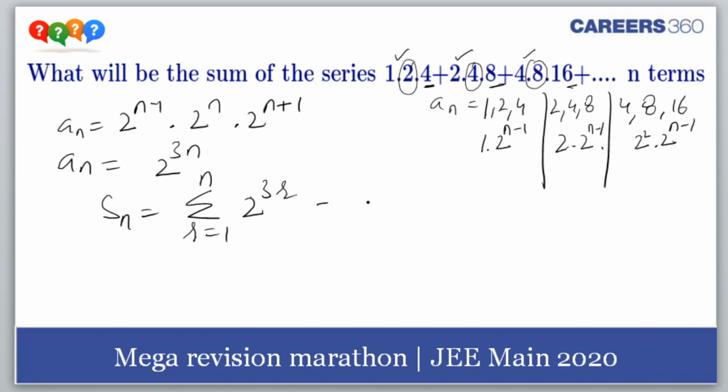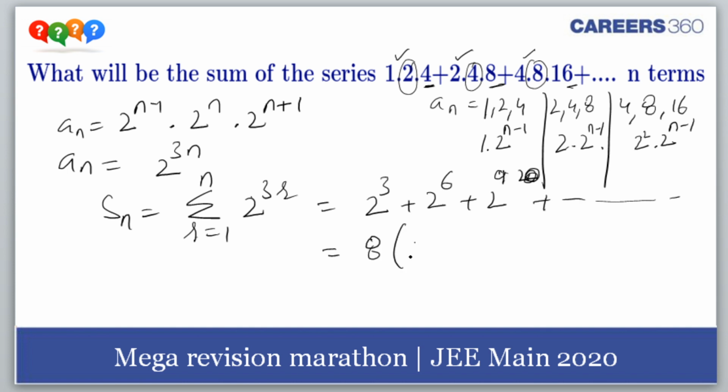This is nothing but 2 raised to power 3 plus 2 raised to power 6 plus 2 raised to power 9 and so on. So this is a GP with first term 8 and common ratio 2 cube, that is 8. Number of terms n, so the sum is 8 into 8 raised to n minus 1 upon 8 minus 1. So what do we get?